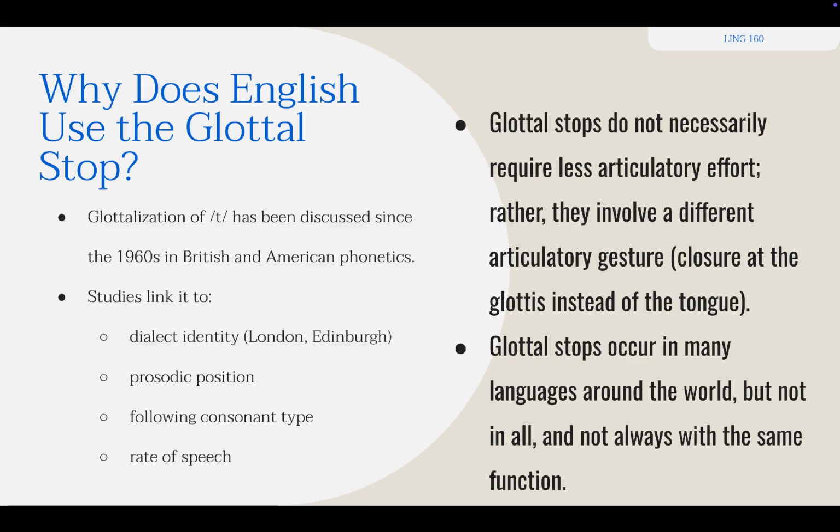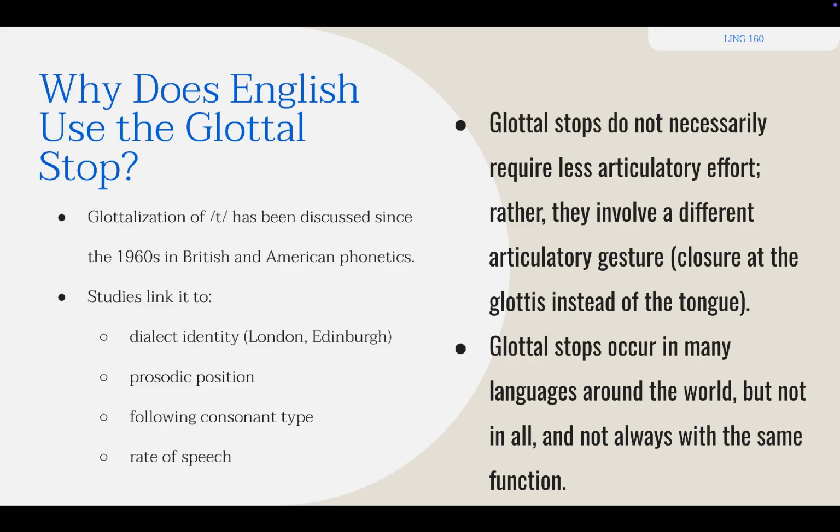Why does English use the glottal stop? Glottalization of T has been discussed since the 1960s in British and American phonetics. Studies link it to dialect identity, prosodic position, following consonant type, and rate of speech. The glottal stop does not necessarily require less articulatory effort, but it rather involves a different articulatory gesture, closer at the glottis instead of the tongue.